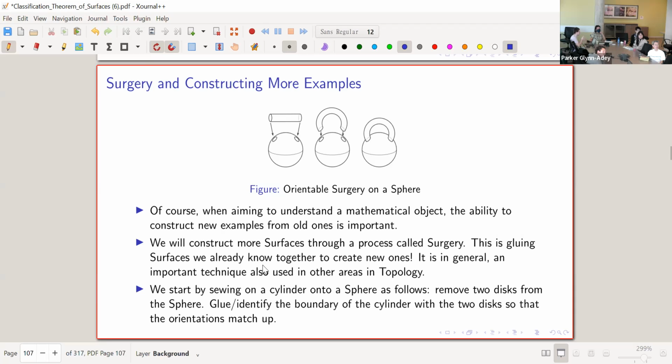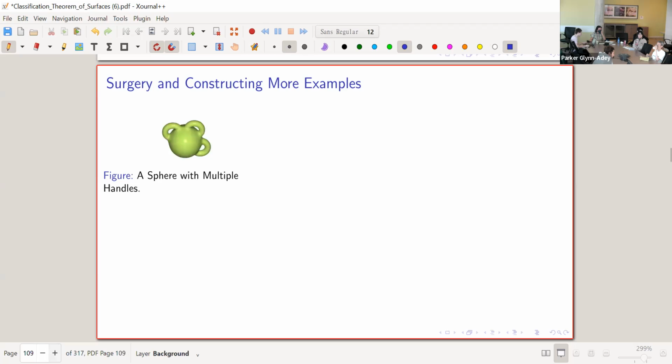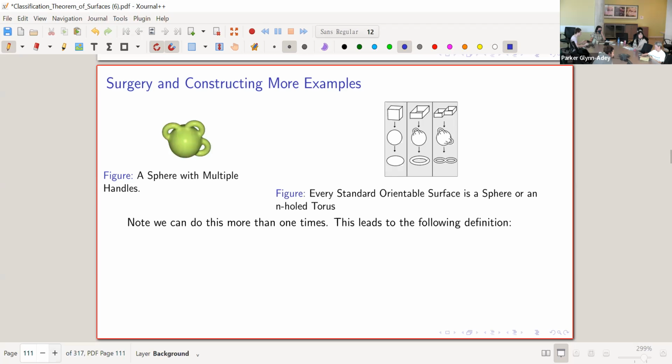So here's the orientable surgery. So we take a sphere and we take out two disks. And then after that, we associate or we glue on a handle, which is a cylinder, onto the place where we took out the two disks. And so here's an example. So we can also do this for multiple handles, right? So we can do this multiple, finitely many times for as many handles as we want. So for example, you could do this 3 times to the sphere, and you get a sphere with three handles.